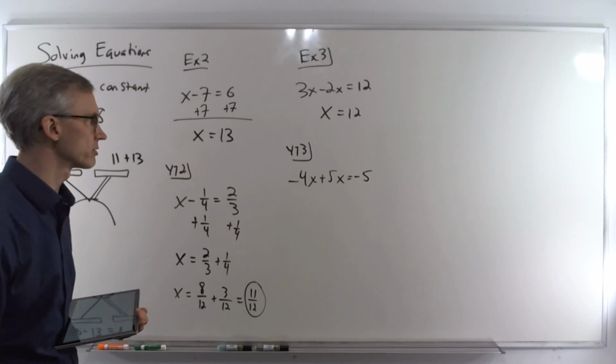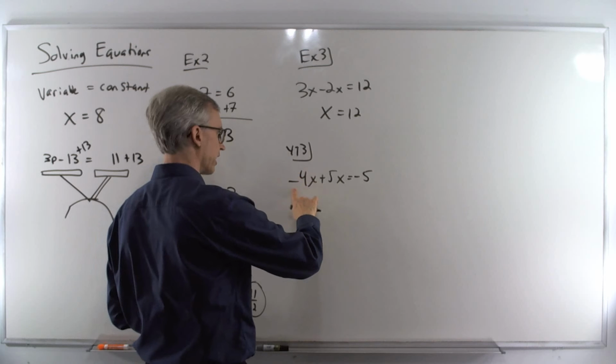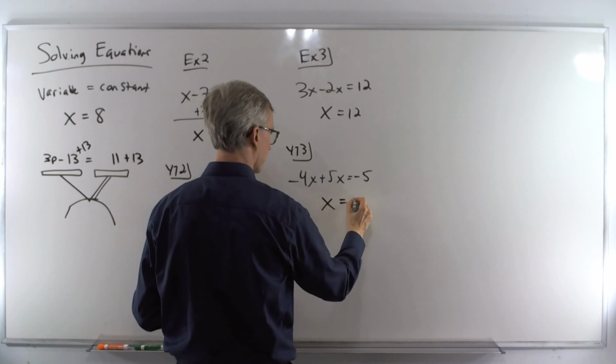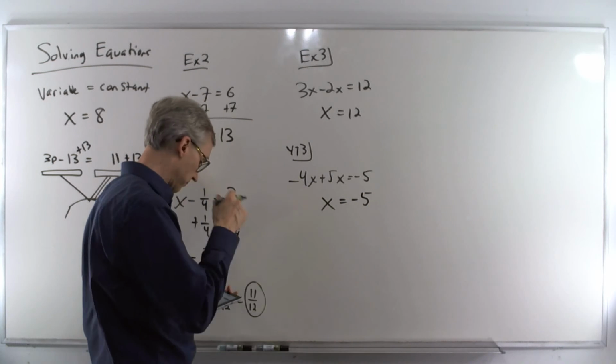Negative 4x plus 5x equals negative 5. Simplify on the left, negative 4 plus 5 is 1, so we get a single x there, and x equals negative 5.